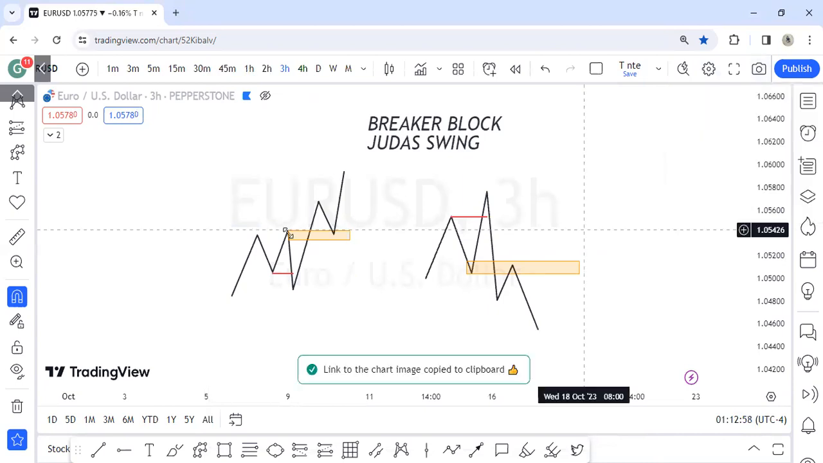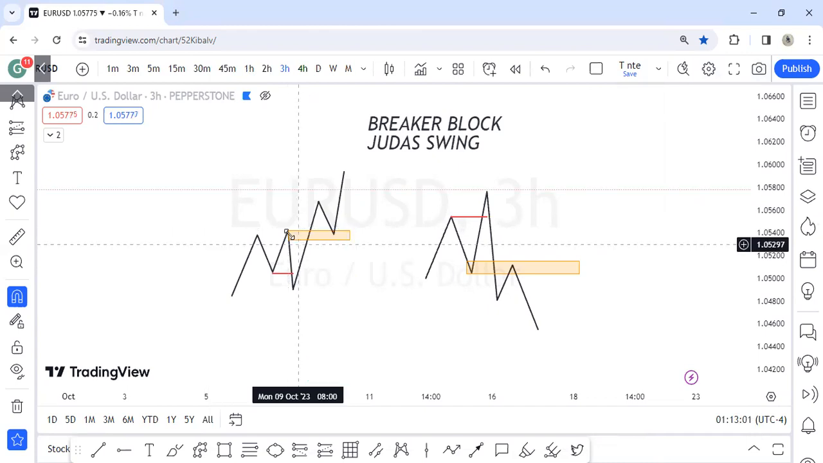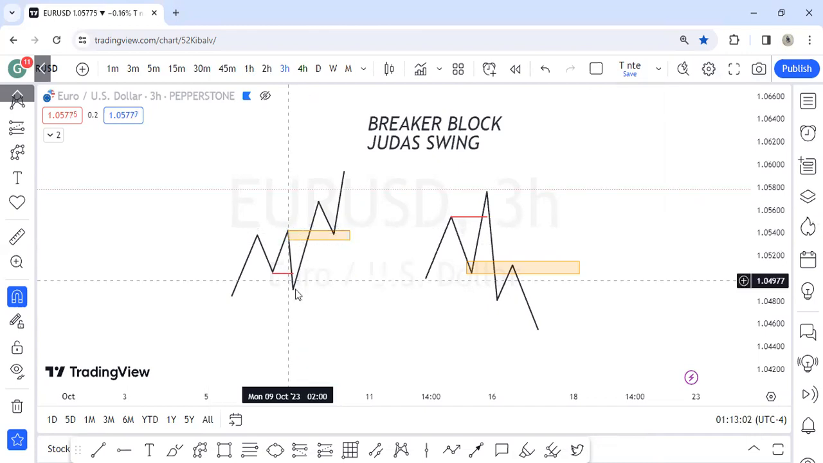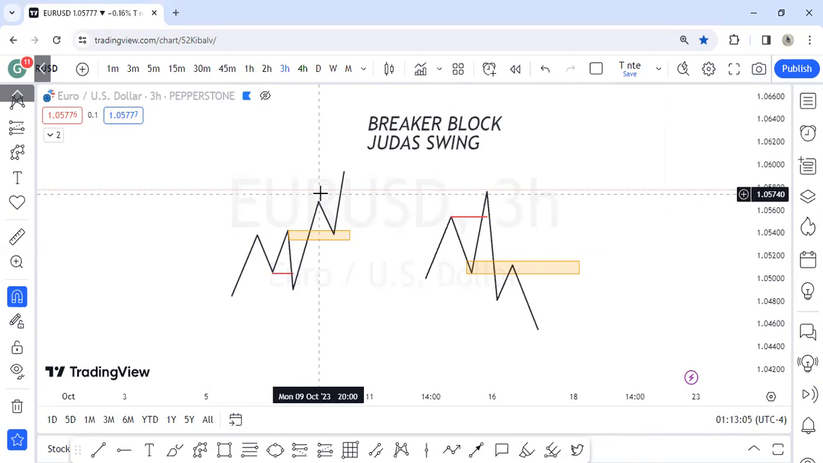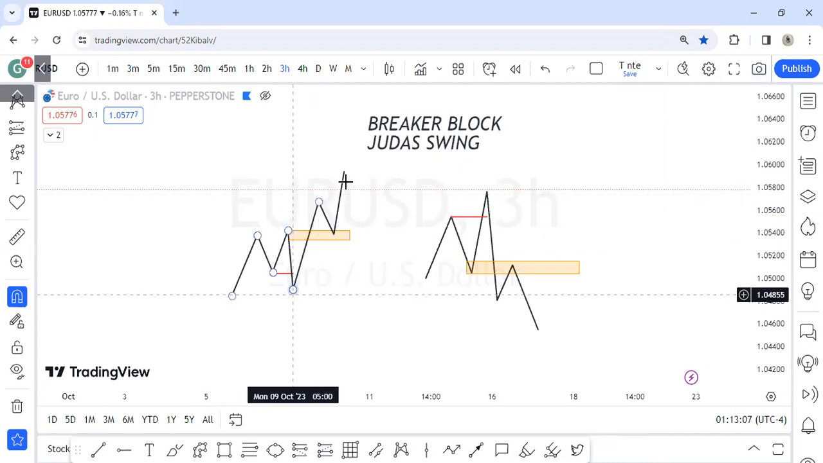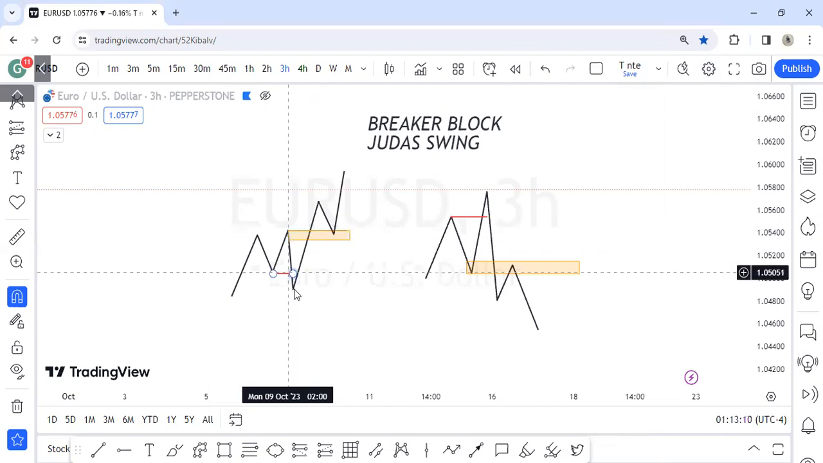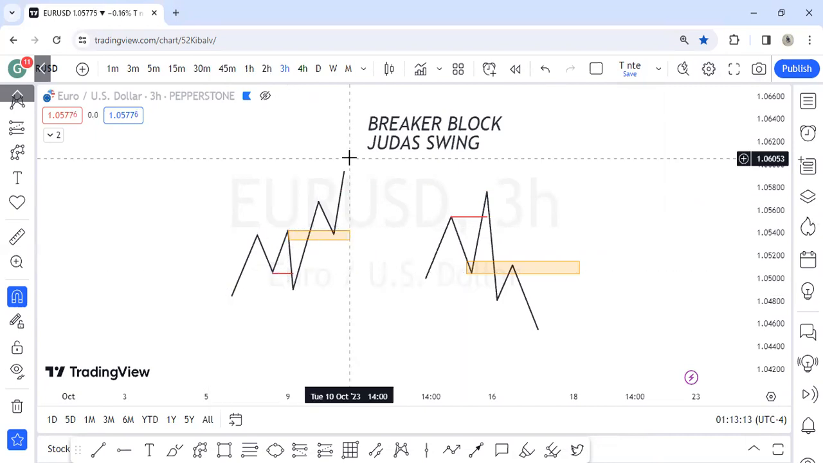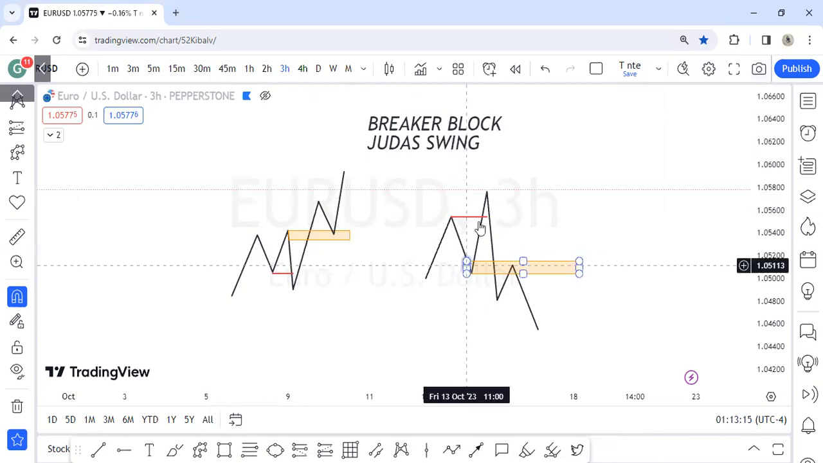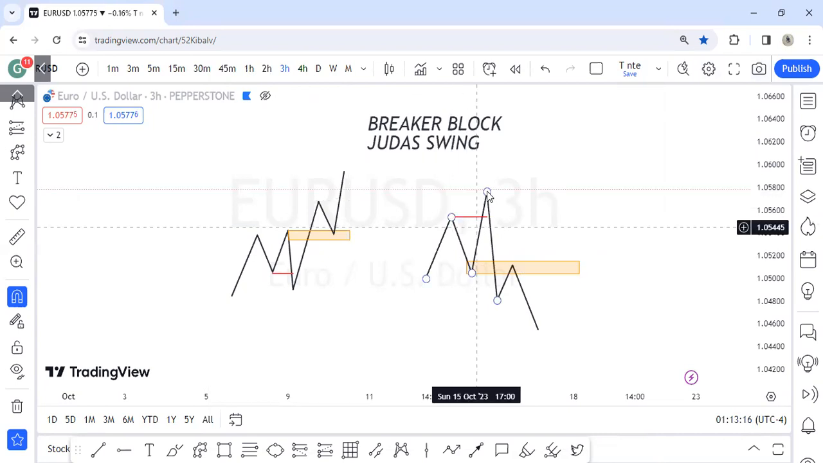So this is a bullish breaker because it broke the stops of the buyers and they ran higher. This is a bullish breaker because it broke early buyers, it broke them down and then ran up. This is bearish because it broke the sellers' orders and then ran.